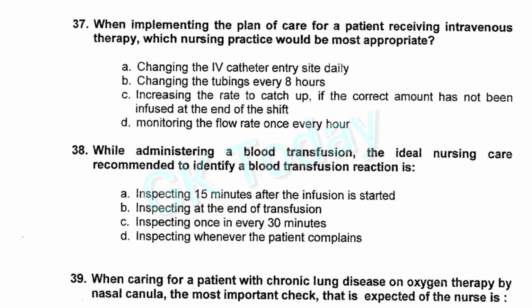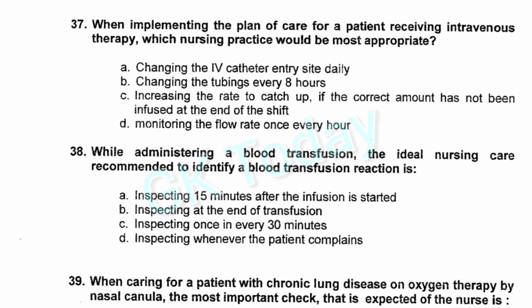Question number 37. When implementing the plan of care for a patient receiving intravenous therapy, which nursing practice would be most appropriate? Correct answer is option D, monitoring the flow rate once every hour. Question number 38. While administering a blood transfusion, the ideal nursing care recommended to identify a blood transfusion reaction is? Correct answer is option C, inspecting once in every 30 minutes.